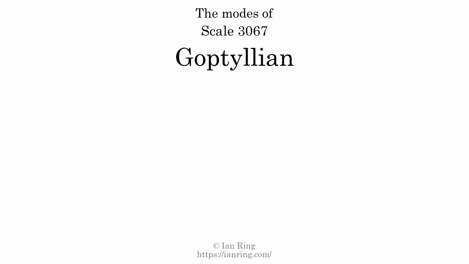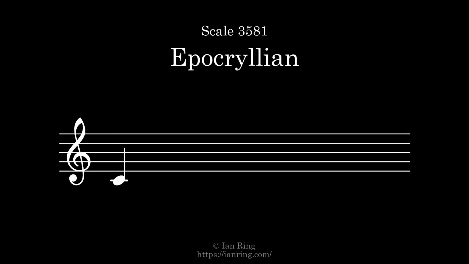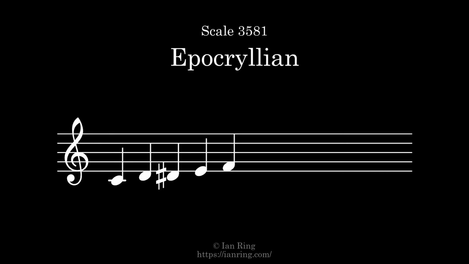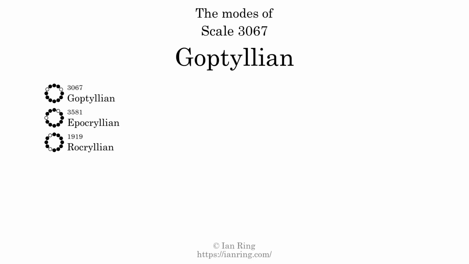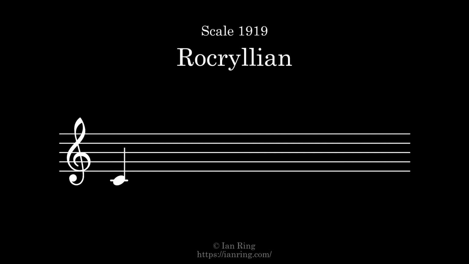This scale has 10 modes. The first mode is itself. The second mode is scale 3581, also known as Imperfections. It sounds like this. The third mode is scale 1919, also known as Heteromorphism. It sounds like this.